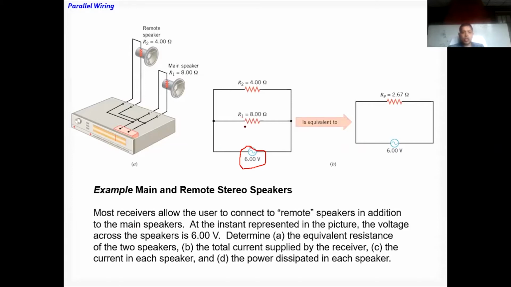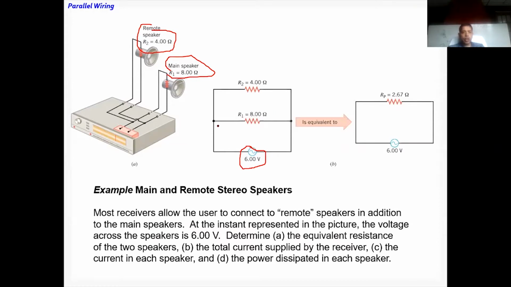So these are the speakers here. This speaker is R1, and this speaker has a resistance R2. You can see from the picture that they're connected in parallel. You see that, right? So what I mean by parallel is this.